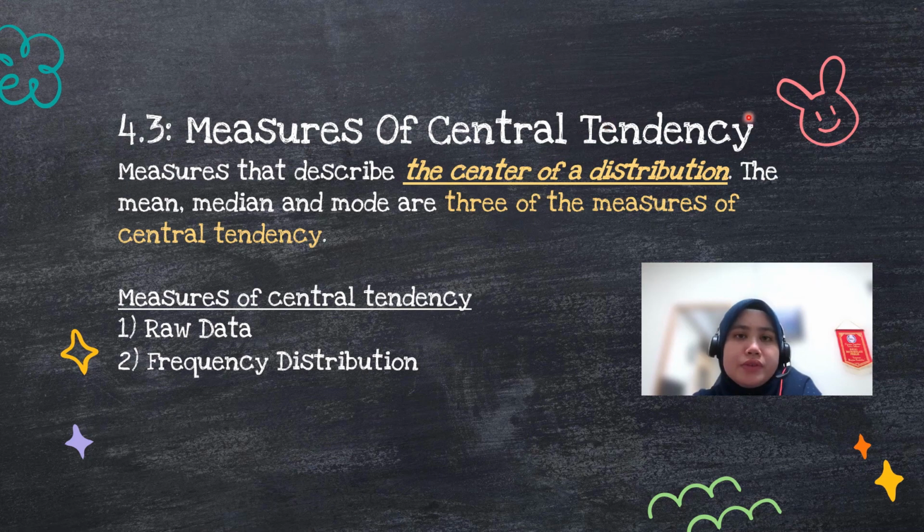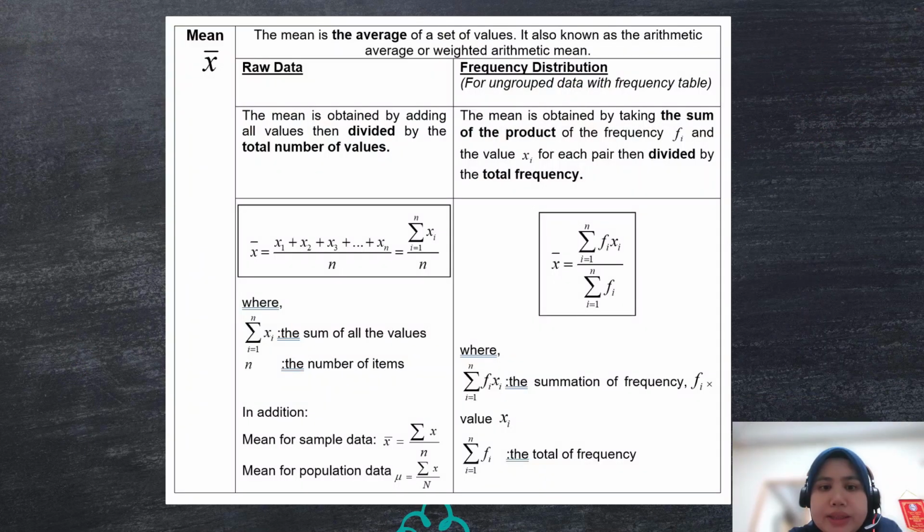Measures of central tendency are measures that describe the center of a distribution. The mean, median, and mode are three of the measures of central tendency. They depend on what type of data we have. What we are going to learn is, number one, raw data, and number two, frequency distribution.